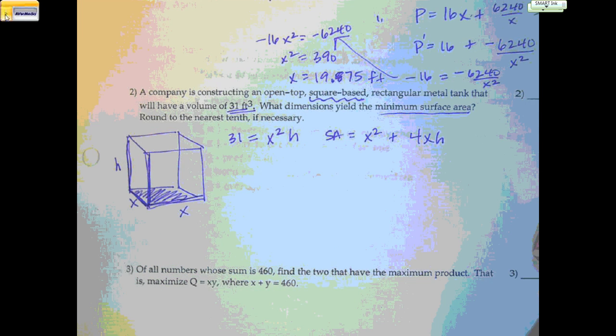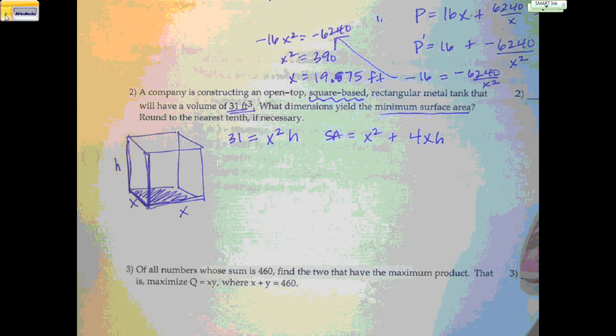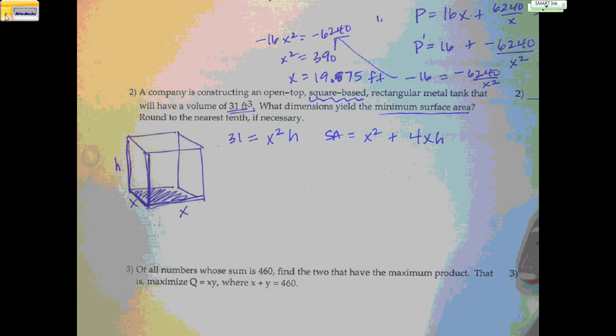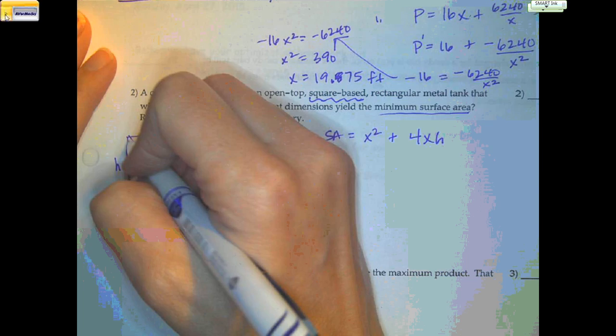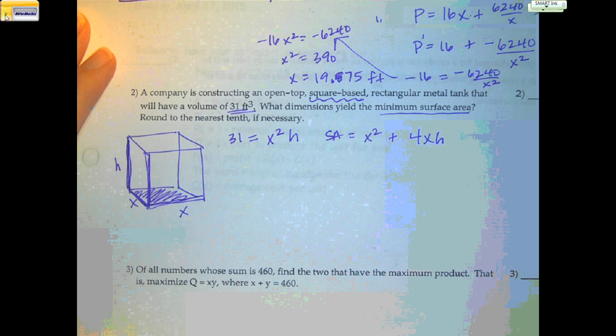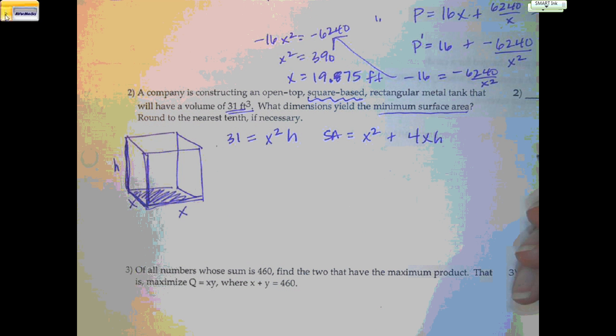Any questions before I go on? Okay, yes? Well, in problems like that, will it always just be 4x times h? If there's a square base, then yes. Good question. Because it makes a cube. Well, not. I guess it doesn't make a cube. I guess this could be really tall. But yeah, I see what you're saying. The sides will all be the same.